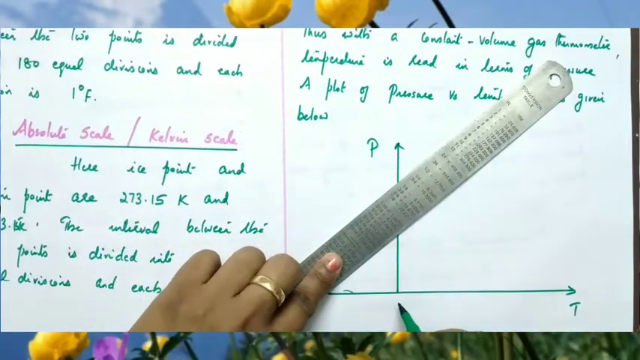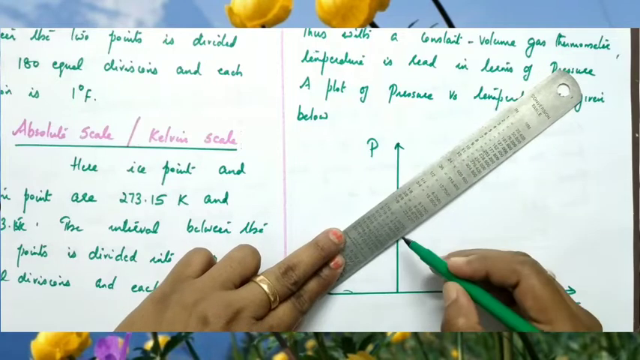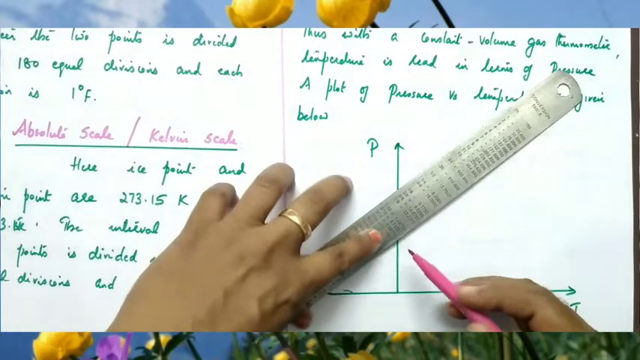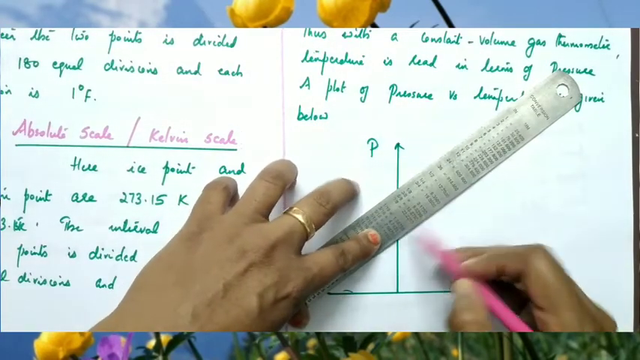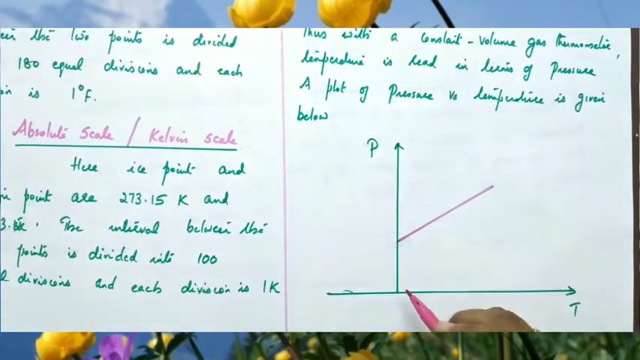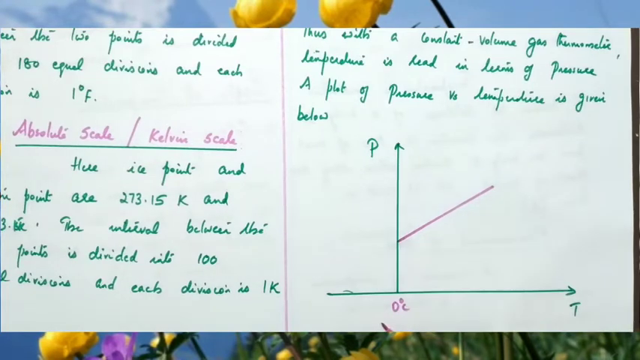Even at 0 degrees Celsius, the gas has some pressure. As temperature increases, pressure increases, so the shape of the graph is like this. They are directly proportional.